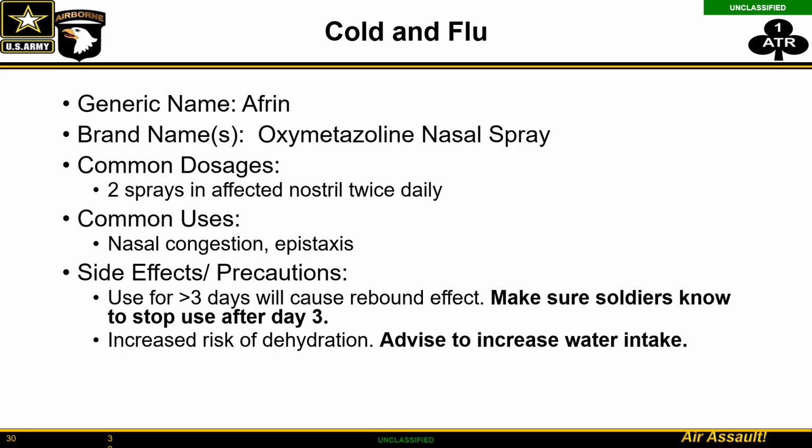Afrin, this is a nasal spray, also known as oxymetazoline, but no one usually says that. Everybody knows this is Afrin. Common dose would be like 2 sprays twice a day. It's used for nasal congestion and can also be used in the setting of epistaxis, so acute nosebleeds, and you're using it when the nosebleed is happening. This isn't something you use to prevent nosebleeds, but if someone has a nosebleed and we're having a hard time getting it to stop, this is a good option.